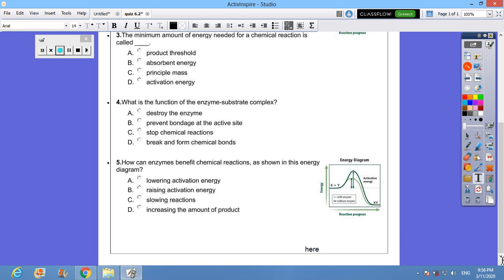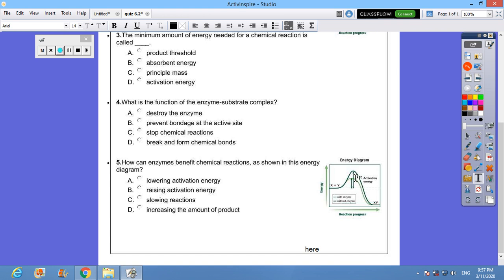Last question. Question number 5. How can an enzyme benefit chemical reactions as shown in this energy diagram? On the energy diagram, I can see two different arrows. One showing me activation energy with the enzyme, which is pointing to the light green color, and the other one showing me activation energy without the enzyme, the large one.